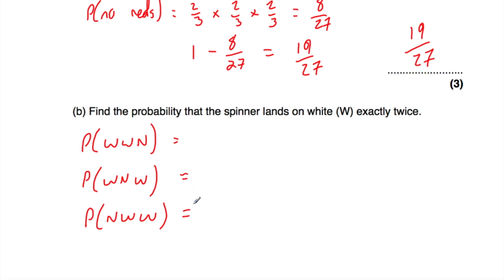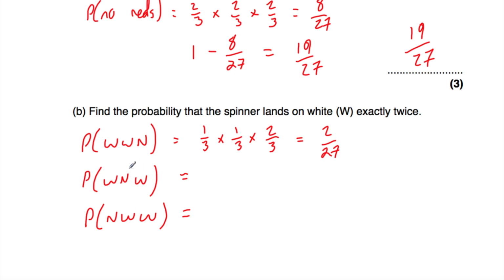So the probability of landing on white was 1/3. The probability of it next landing on white would be another 1/3. And then it landing on not white would be 2/3, because there's 2 of them that are not white. And then if we multiply these together, 1 times 1 is 1, times 2 is 2, and 3 times 3 times 3 is 27, so that's 2/27.